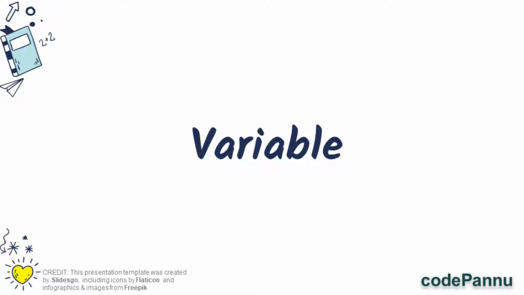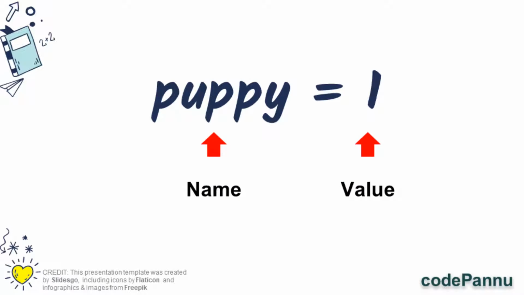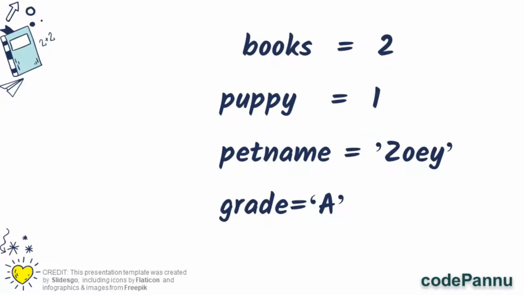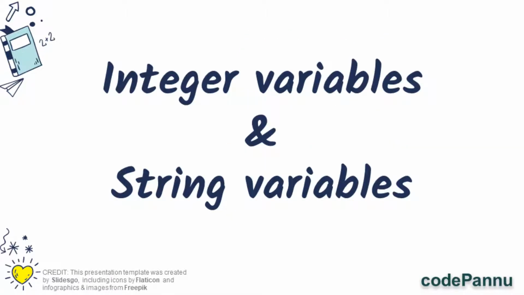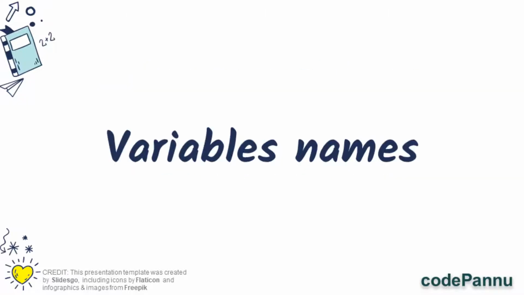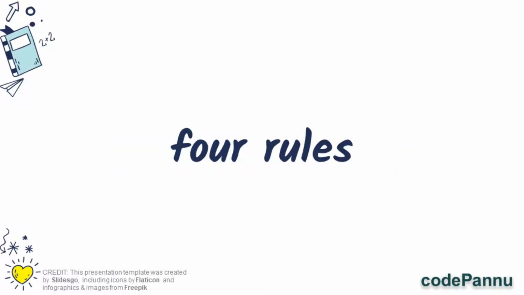So we know what variables are, how to create variables and how to print them. We know that the variable name comes first, then the equal to sign and then the value. We created variables like book, pet name, puppy, games, etc. For values, we know that we can have integer values which are numbers and string values which are alphabets and words. What about the names we give for the variables? Are there any rules we need to follow when we give names? Yes, there are four simple rules and we will see them one by one.